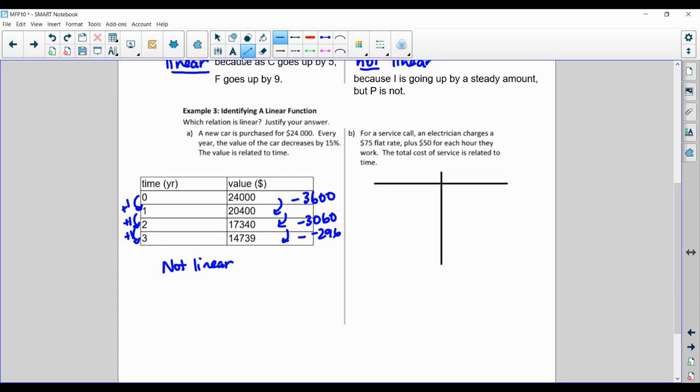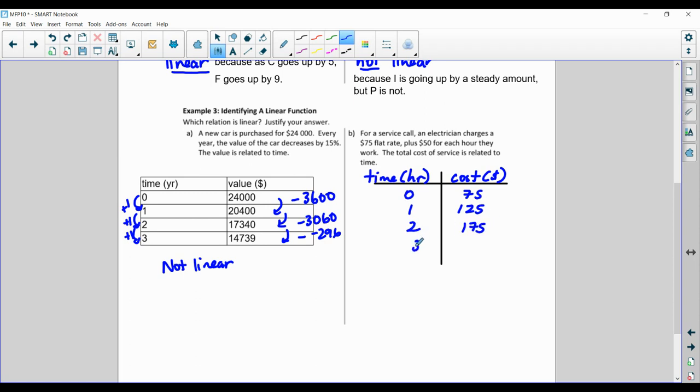Okay, so here's our next table. This time it's going to be time in hours, not in years, because this is a plumber. So time in hours and cost in dollars. After 0 hours, it still costs $75 to have your plumber come out. After 1 hour, we need to add $50 to that, so we have a $125 cost. After 2 hours, it's $175. After 3 hours, it's $225.